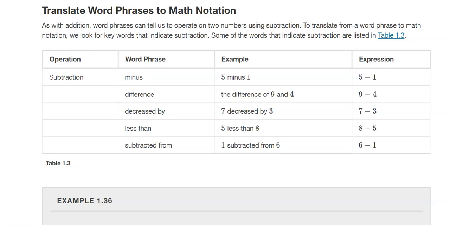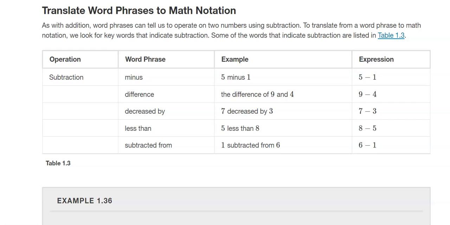So if we say under this example here, 5 minus 1, very straightforward. So you do the 5 and put the minus symbol in the place of minus, and that's how you write your expression. If we say the difference of 9 and 4, the difference is a very official math word for minus, right? Subtraction. And so if you see that difference of 9 and 4, then you keep the order as you see it, the 9 and the 4, and in the place of and, you bring in the minus symbol. So you see the 9 minus 4.